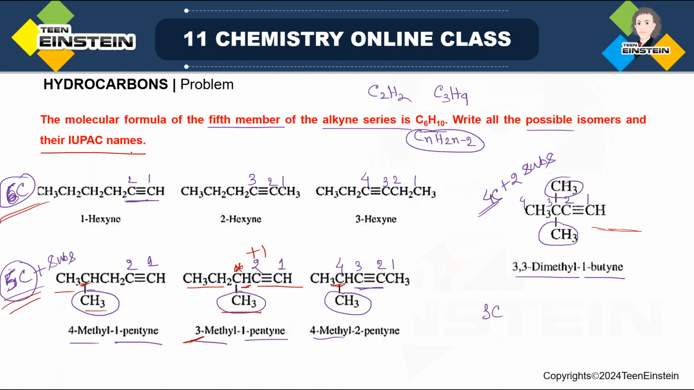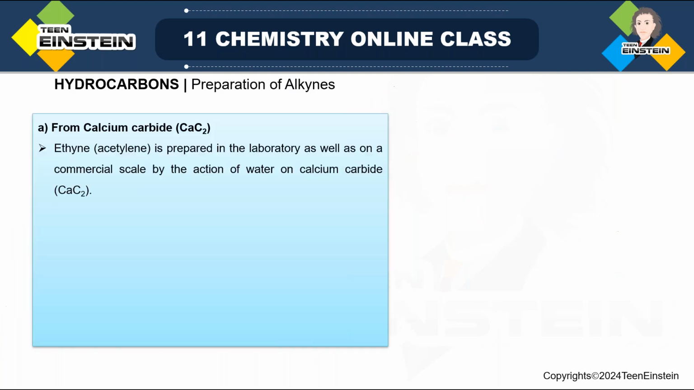So our nomenclature part and isomerism part is complete. Next is preparation of alkynes. Under this, a total of 4 to 5 headings will be there. First we have the starting material, calcium carbide.